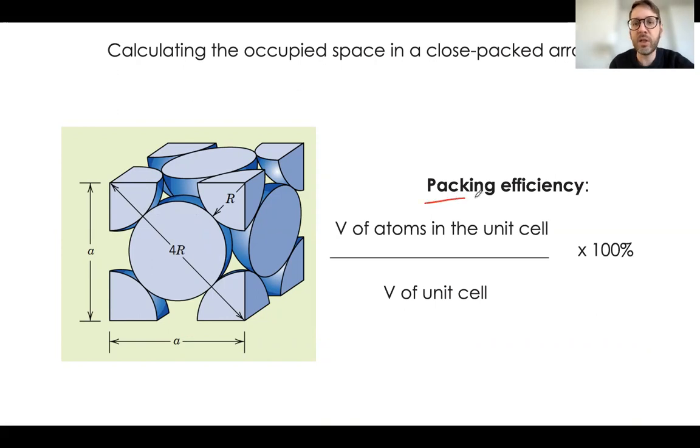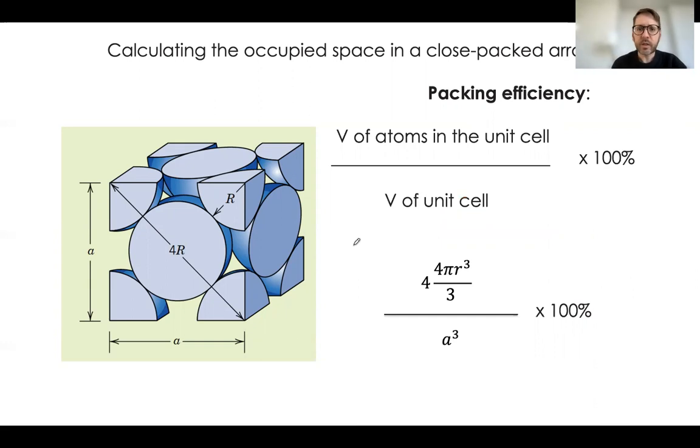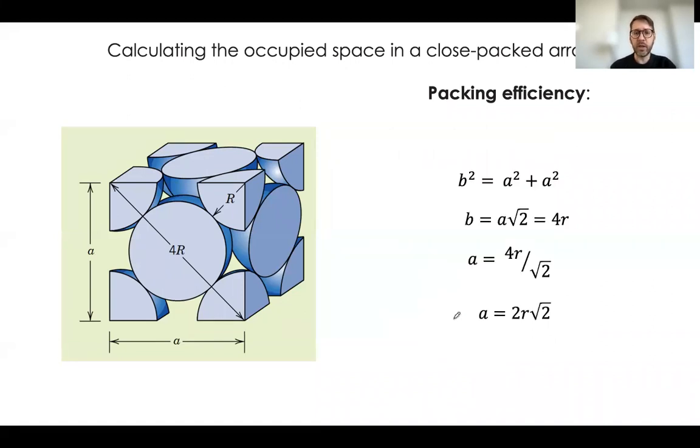So the packing efficiency for this closed packed array is the volume that the atoms occupy in the unit cell, divided by the volume of the unit cell. The volume of all the atoms in the unit cell: in this case, face-centered cube, we have 4 atoms. So 4 times the volume of each atom, 4/3 πr³, divided by the volume of the unit cell, which is a³, right? Because it's a face-centered cubic unit cell.